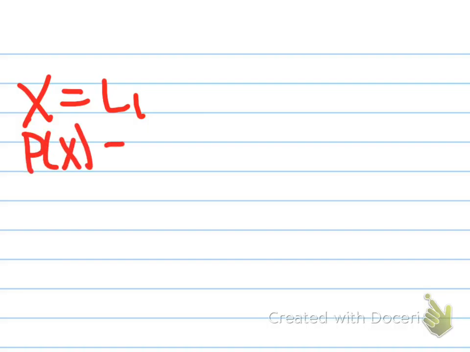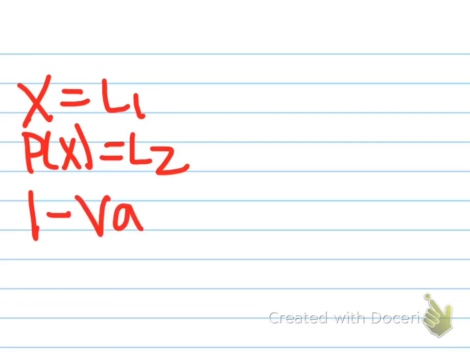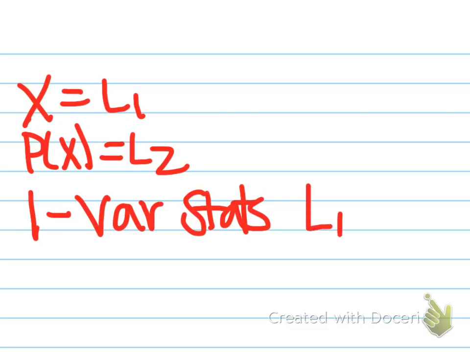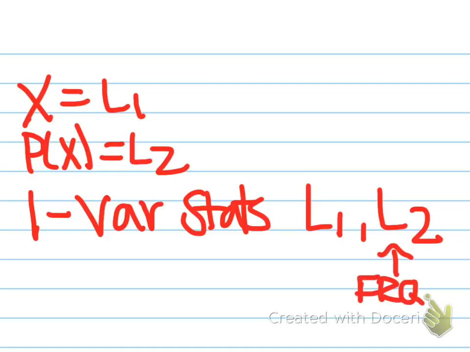So what I'm going to do instead is put my x distribution in my L1, and the probability of x in L2. And then I'm going to run a 1 variable stats on L1 comma L2. If you have the newer technology, you'll see it will say L1, and then I believe this is your frequency. Your x bar here is your average. That's your expected value, and there you get 5.5.